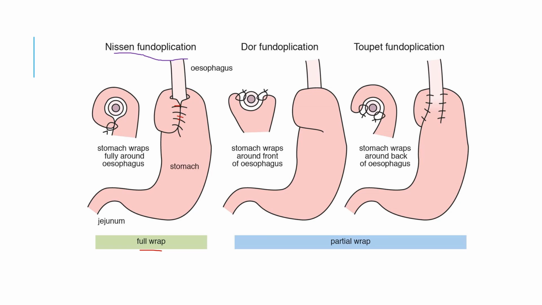Okay, buttress sutures. There are other wraps also, which are called partial wraps, where there is Dor fundoplication, in which the stitch is in the anterior aspect, or Toupet in the posterior aspect. In Toupet, the stomach wraps around the back of the esophagus. In Dor, the stomach wraps around the front of the esophagus.